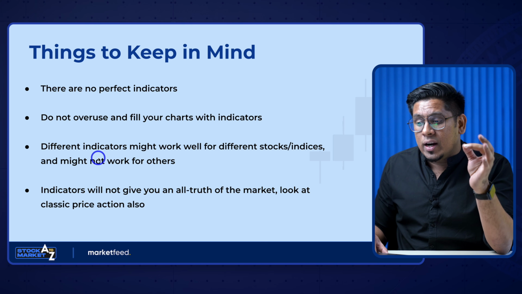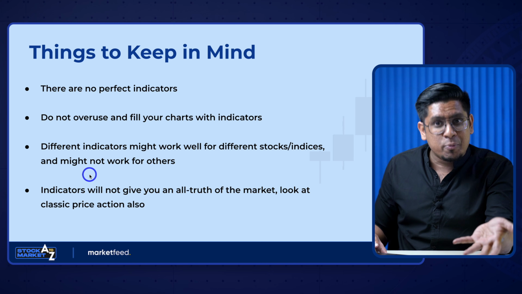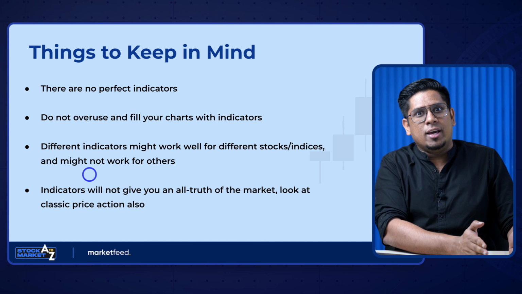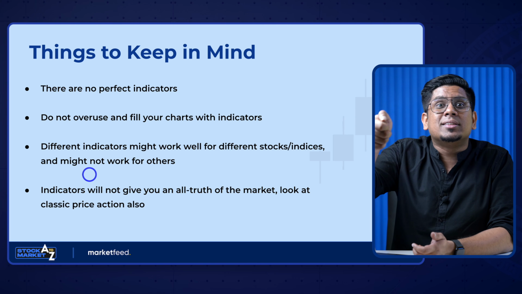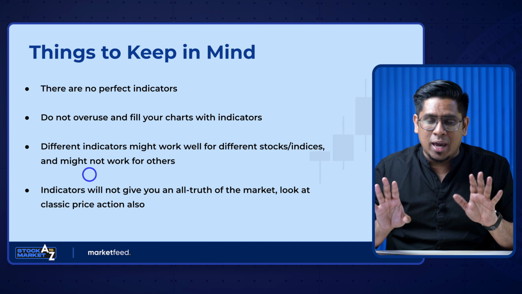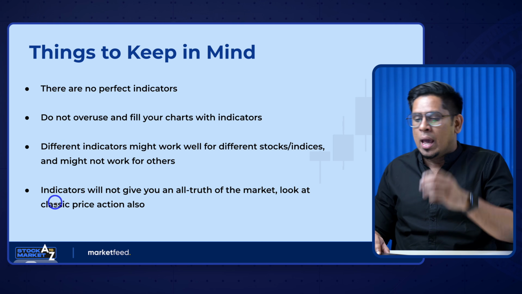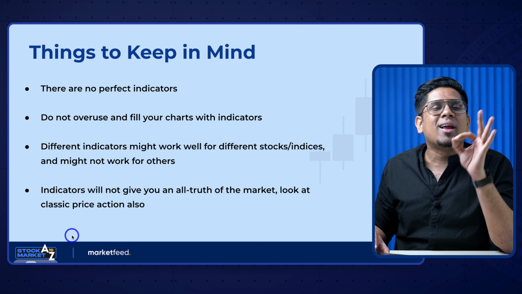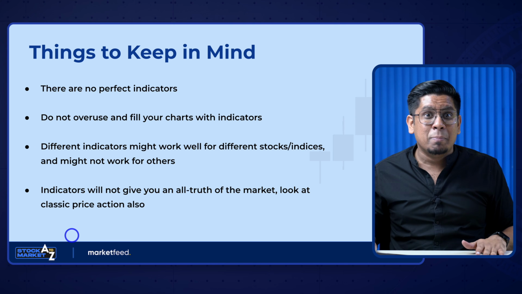Number 3 is different indicators might work well for different stocks and indices and might not work for others. I've personally seen this. Say maybe a VWAP with a particular setting is working for HDFC Bank, but VWAP with that setting is not working for Reliance. Maybe you have to change the settings there, or even then VWAP is not working at all for Reliance. Just an example. Maybe for Reliance, you have to use another technical indicator. So such things also happen in the market. Point number 4 is indicators will not give you the whole truth of the market. Look at classic price action also. That is the final pro tip for you before we bid bye for today.